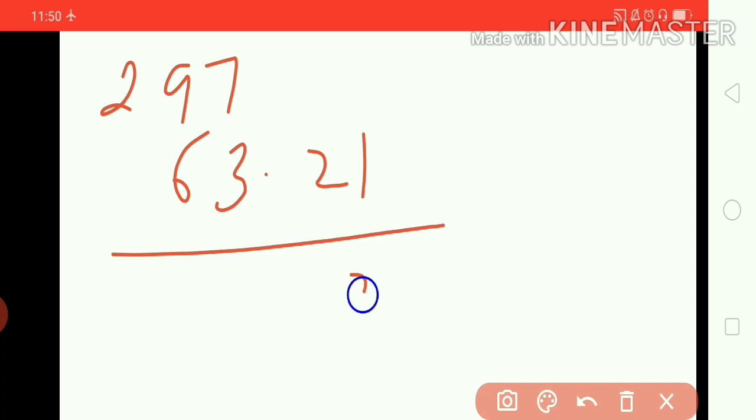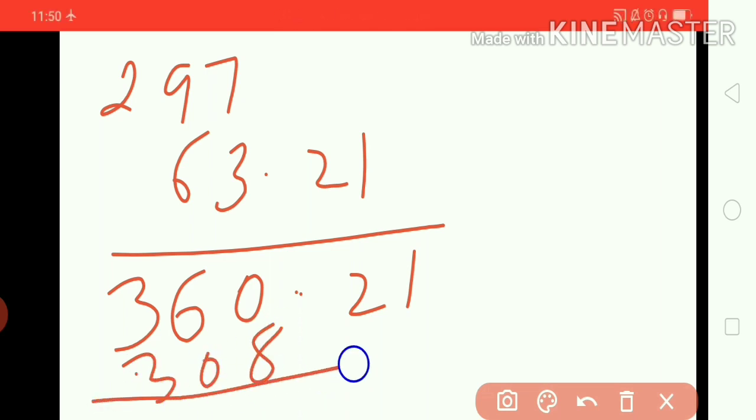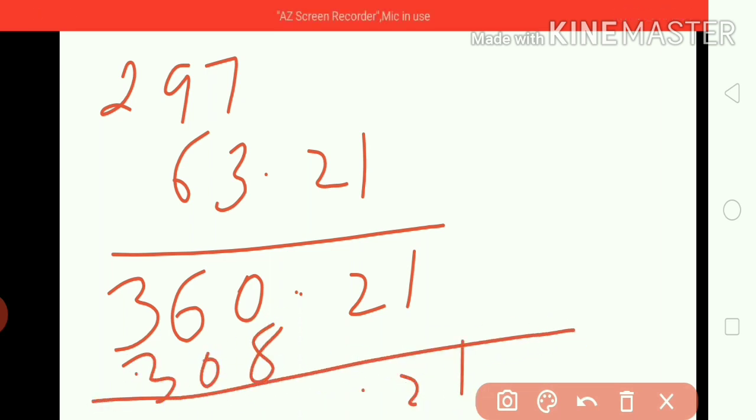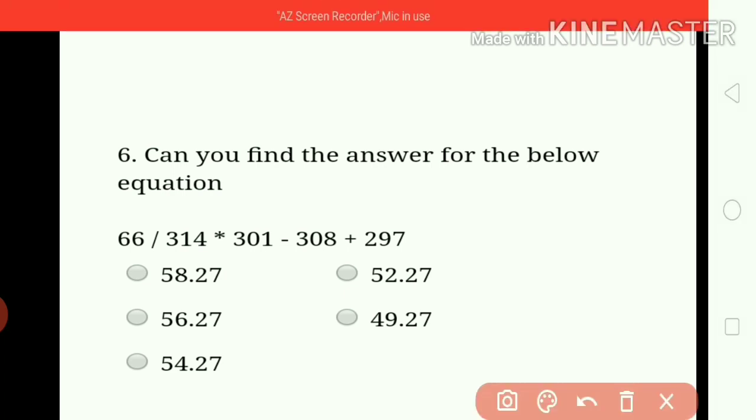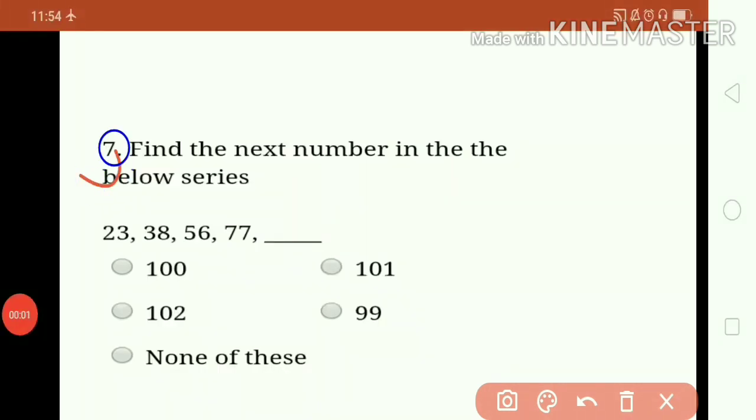63.21, we will get 7 and 3 10, 9 6 15 and 1 16, 2 and 1 3. Now subtract 308 from it, we will get, this is 21 again, 10 minus 8 is 2, 5 here, so 52.21. So let us check which option is showing you 52.21. This is very near to, so we will take 52.27, right? So let us start question number 7.